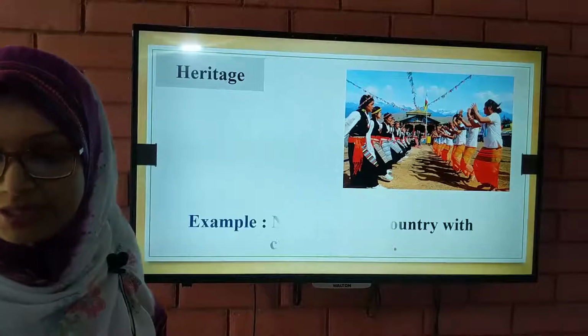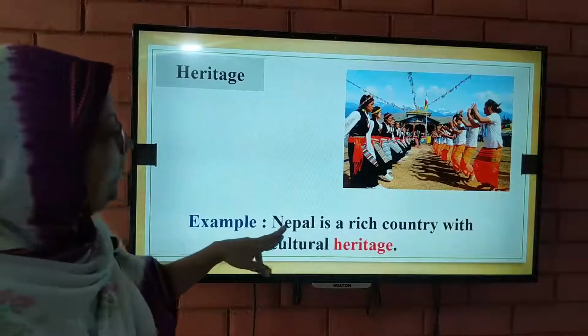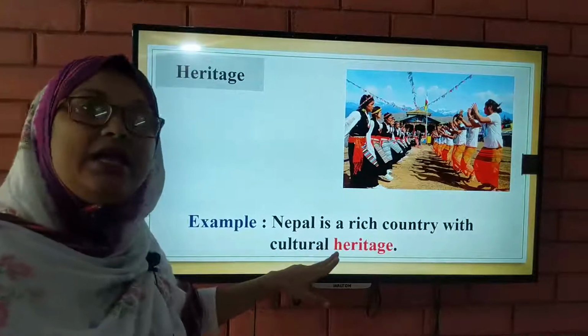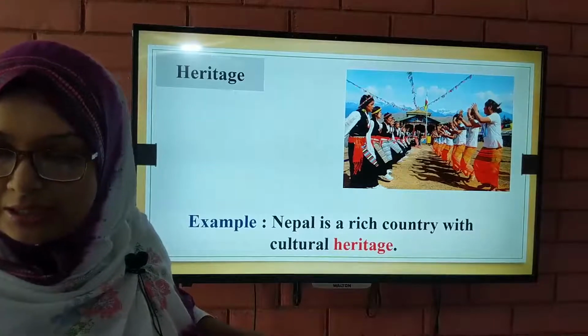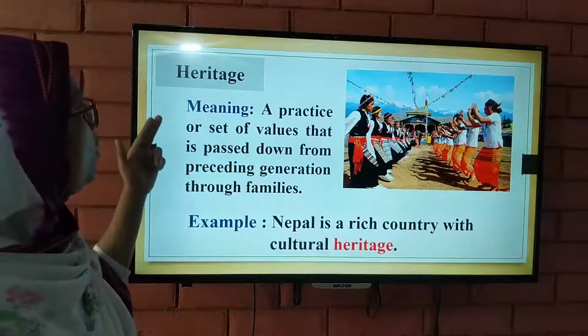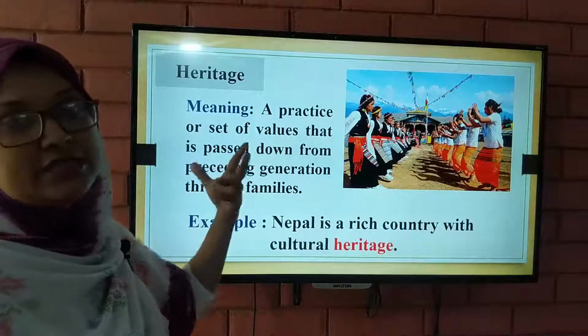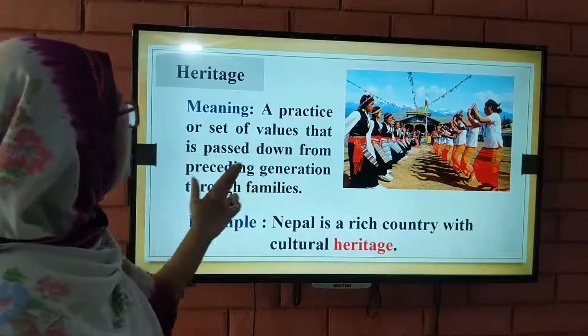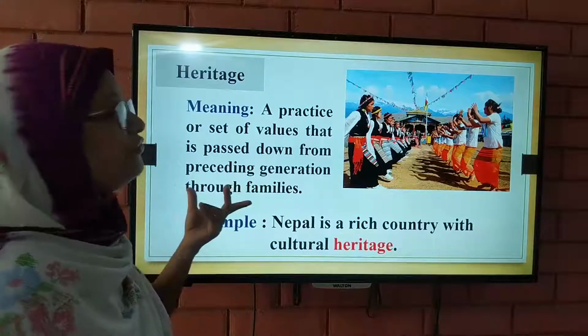Now look at the sentence. Nepal is a rich country with cultural heritage. So, what could be the meaning? A practice or set of values, mullobodh, that is passed down from preceding generations through families.